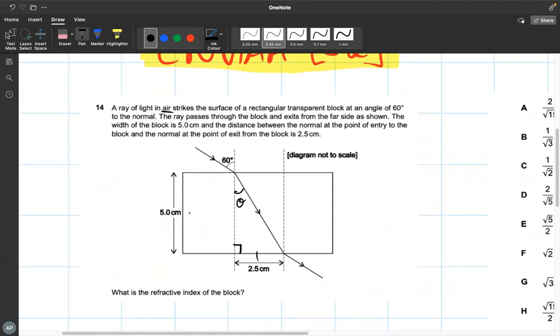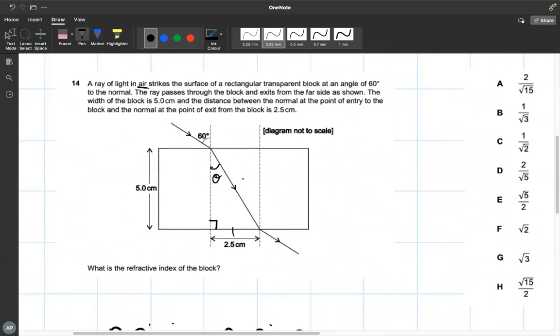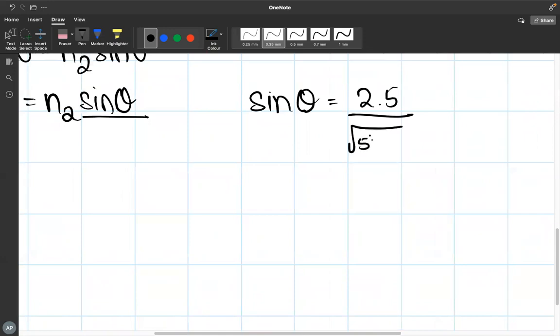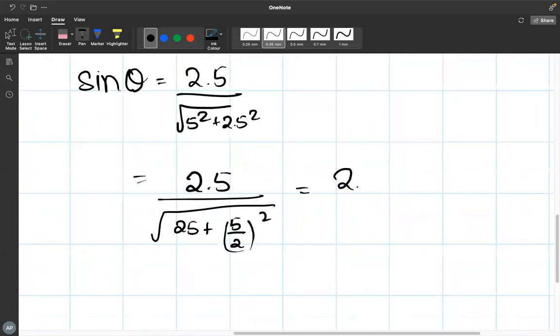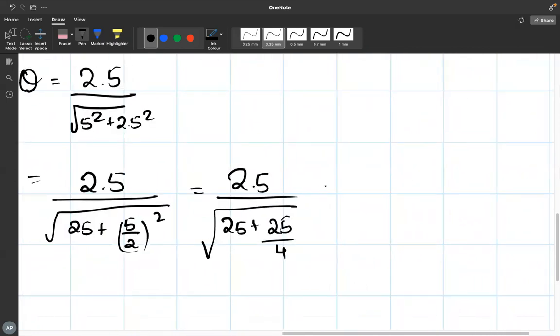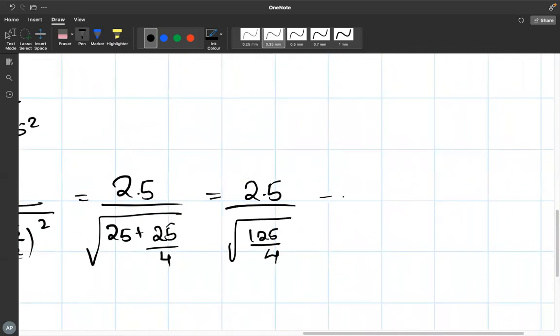And because we don't know the hypotenuse, we have to use Pythagoras' theorem to find that. This will be equal to the square root of a squared plus b squared. In this case, that is 5 squared plus 2.5 squared. So this will be equal to 2.5 over the square root of 25 plus, and simplifying 2.5, we can write this as (5 over 2) squared. Further simplification, 2.5 over the square root of 25 plus 25 over 4. And we keep going like this. So this will be 125 over 4 until we get to this point where we have root 125 over 2.